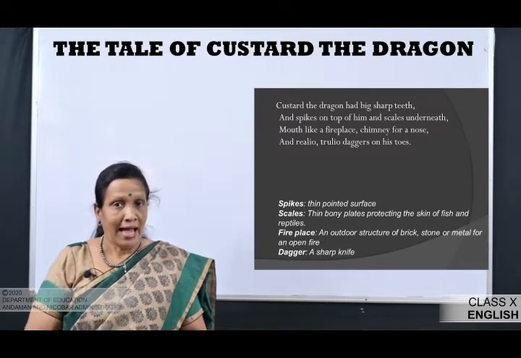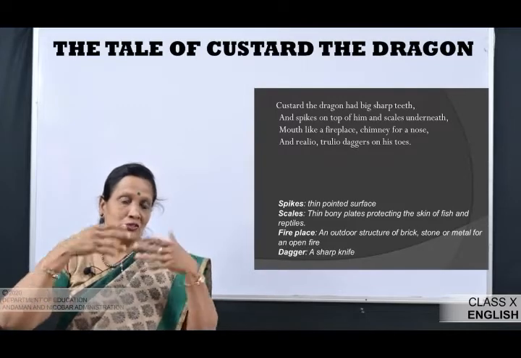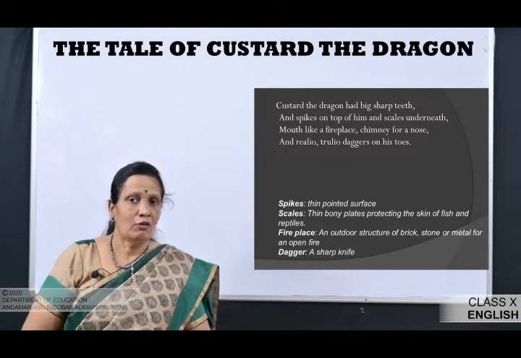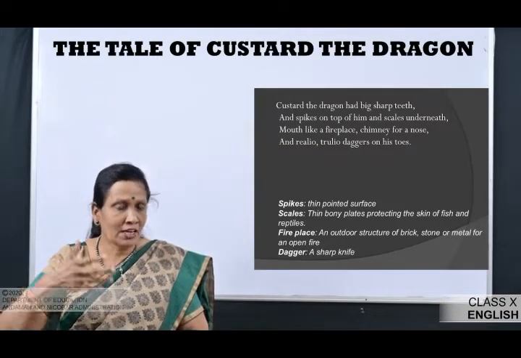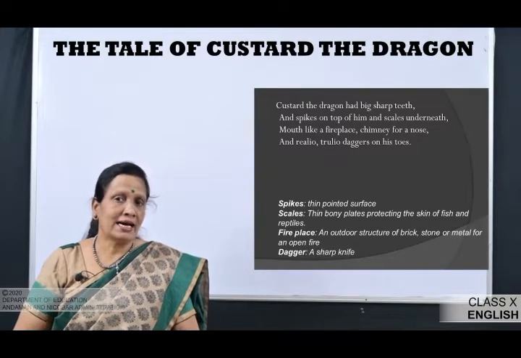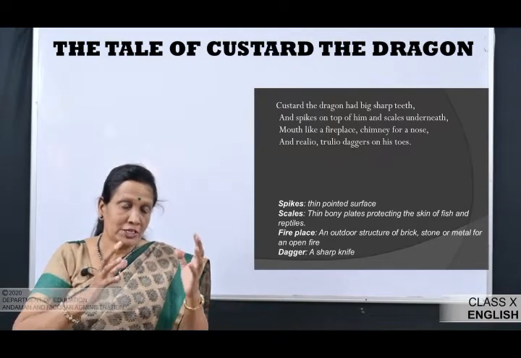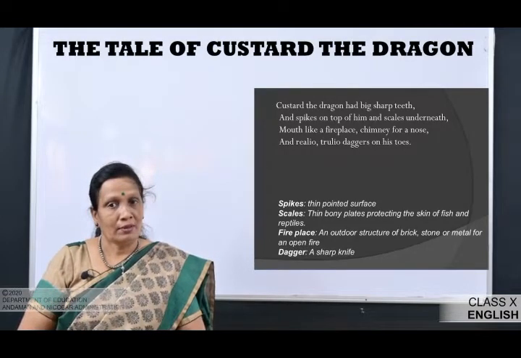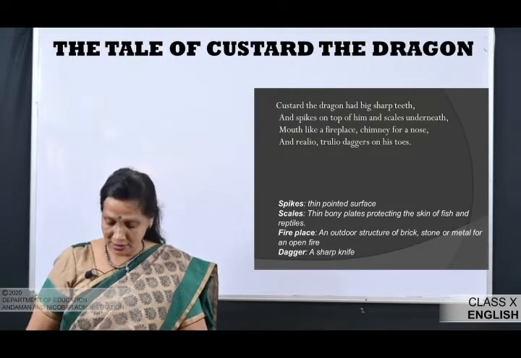So the pointed skin of the dragon. And the mouth of the dragon has been compared to a fireplace. You might have seen a dragon throwing out fire. So the poet has compared the mouth of the dragon to a fireplace and the nose of the dragon to a chimney, which gives out smoke. And again the line has been repeated, and realio trulio daggers on his toes. Dagger is a sharp knife, as I told you, and the feet of the dragon have been compared to a knife, as sharp as a knife. Okay, so I hope this stanza is clear to you, which describes the dragon, Custard the dragon.